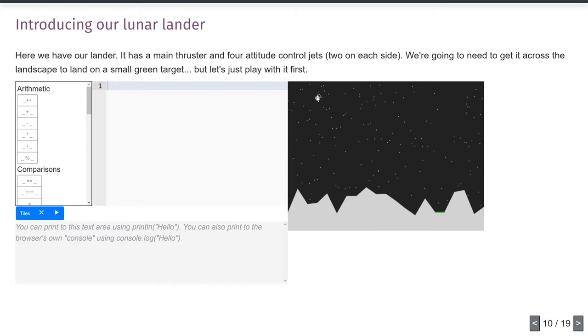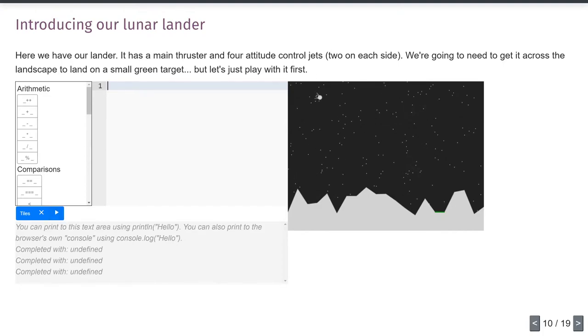Well, here we have our lunar lander. This lunar lander is going to have a main thruster. At the moment, you'll notice that it's sitting at a little bit of an angle. If I press play, it's going to drop down and it won't explode, but that was not a successful landing. You'll notice that to make things a little bit harder for us, I'm actually starting it in a random orientation. It's not always pointing straight up.